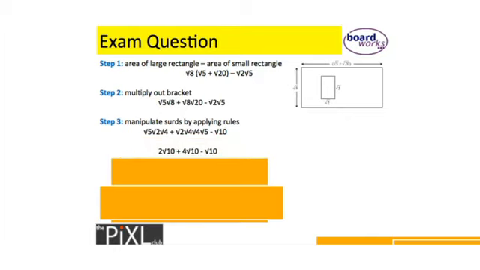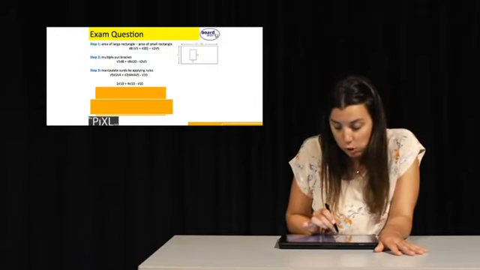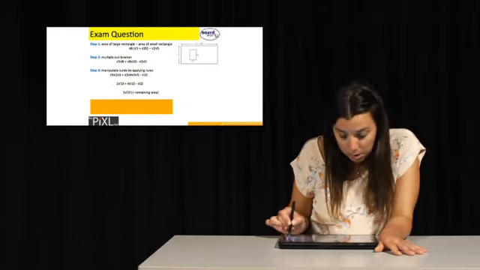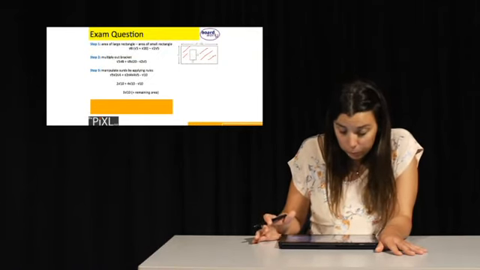This then simplifies to 2 root 10, add 4 root 10, subtract root 10. What we've got here now are 3 terms all expressed as root 10, which can then be simplified to 5 root 10. We've got 2, add 4 is 6, take away our remaining one, 5. This here, 5 root 10, is actually the remaining area. So that's this here, where we've done the area of the large rectangle, take away the area of the small rectangle.